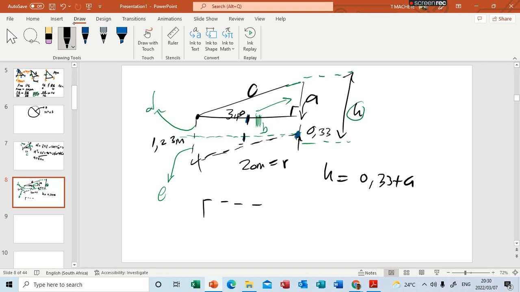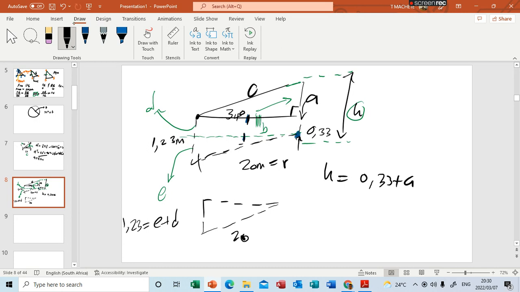Okay. So you've got a right angle triangle down here, which is 20 meters here. Then you've got the total of 1.23. You see that this 1.23 is equal to E plus D. Do you guys understand that part? That 1.23 is the total of the whole side. So you need to find E, and in order to find E, you need to know your D.